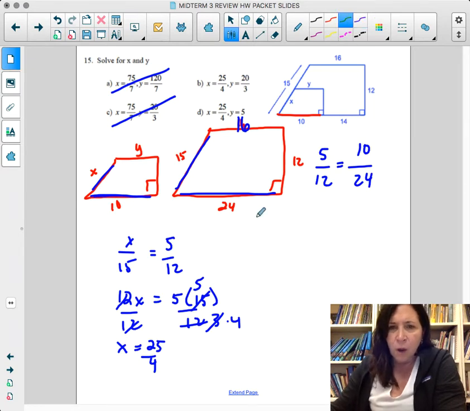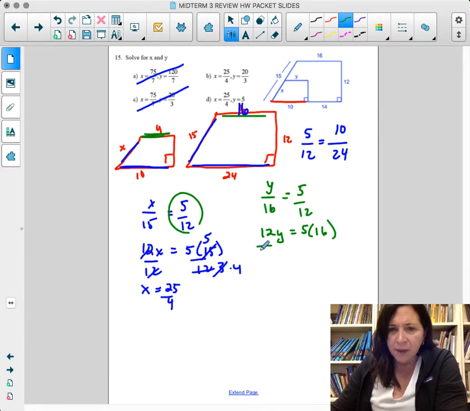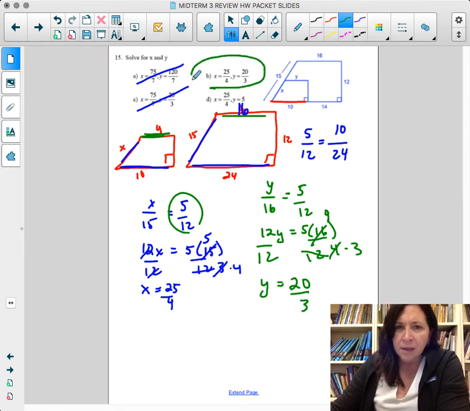Now to find y, we're going to use the top here. y is to 16 as the scale factor again, 5 is to 12. Cross multiply, 12 times y is equal to 5 times 16. Divide by 12 on both sides. And I'm going to get y is equal to, let's see here, 12 breaks down into 4 times 3. 4 divides into 16 4 times. 5 times 4 is 20. So I get 20 over 3. So that would be B is my answer.